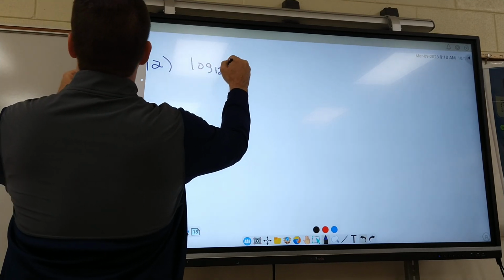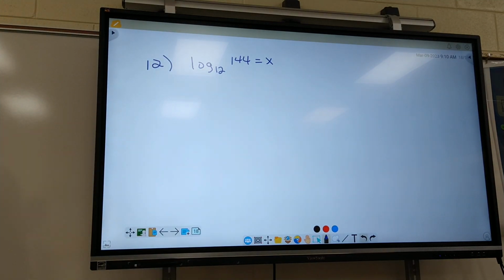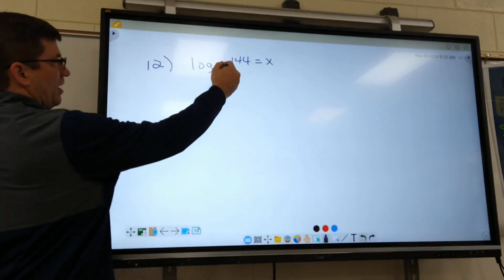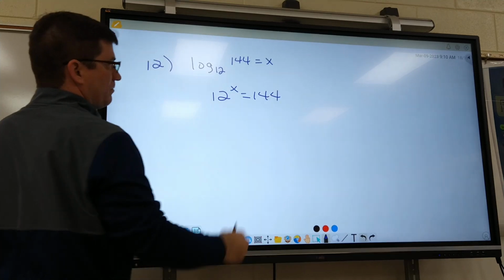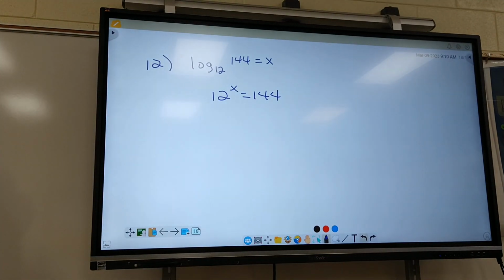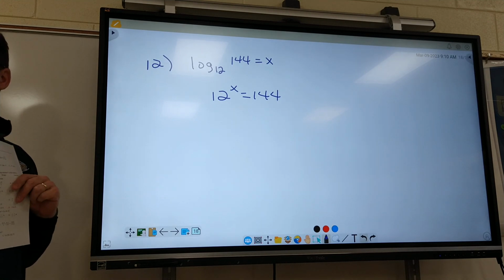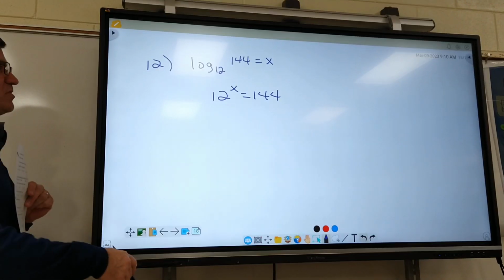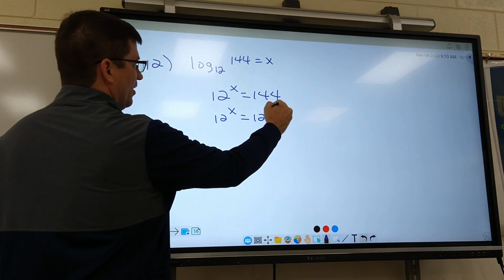Log base 12 of 144 equals x. AJ, set it up for me. This is different than the other one. All right, watch. We do 12 to the x power equals 144. We got to make them the same number, just like we did on number 6 on the other side. What does 144 break down into? 12 squared. And again, I'll have your exponents written down. I doubt I would have that one, though. 12 to the x equals 12 squared.